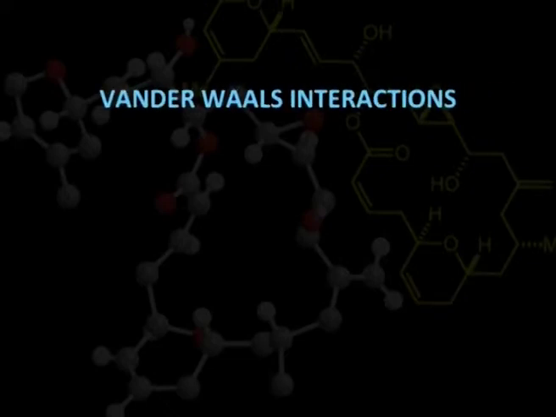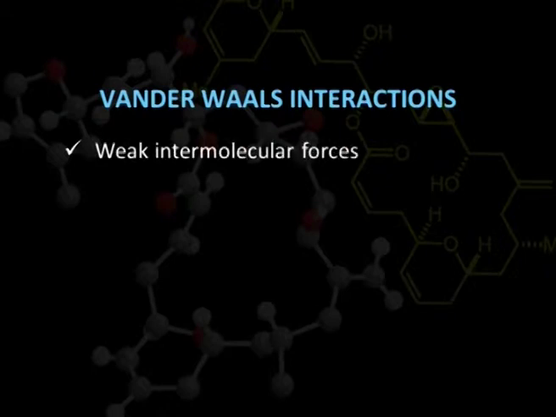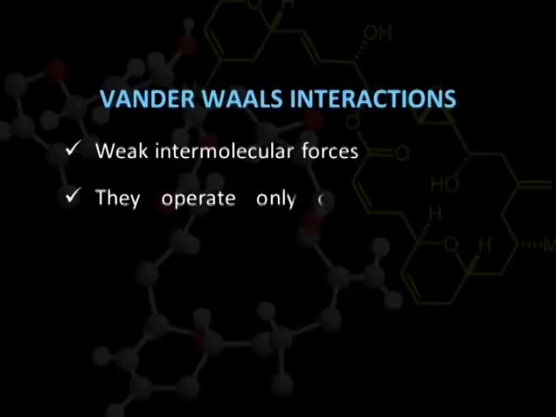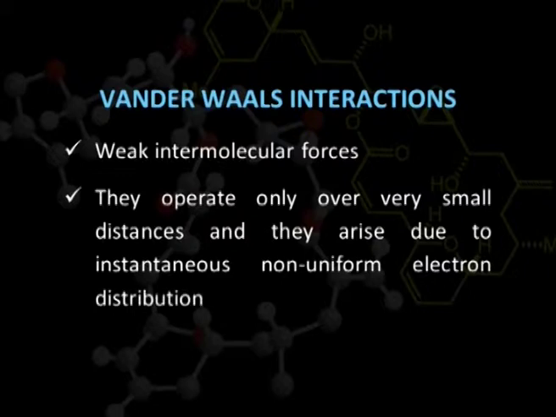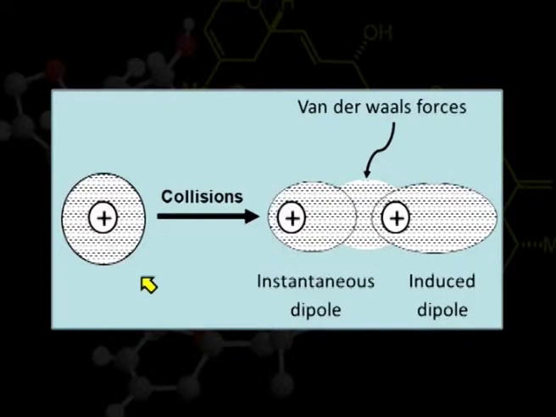Next topic is van der Waals forces of interaction. These forces are weak intermolecular forces which are observed in case of non-polar molecules like alkanes. They operate only over very small distances and they arise due to instantaneous non-uniform electron distribution. Here we can understand this thing. This is a molecule of a non-polar compound, for example, alkane.